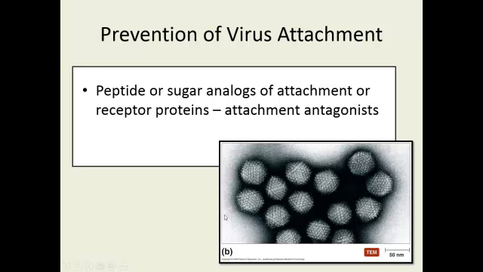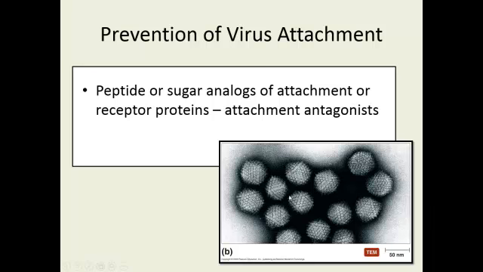But if you haven't had a vaccination, it's nice to have something that we can give the patient that will prevent that. So oftentimes these drugs are peptide or sugar analogs of the attachment or receptor proteins. So they either are analogs for the receptors on the virus or analogs for the receptors on the host cell.